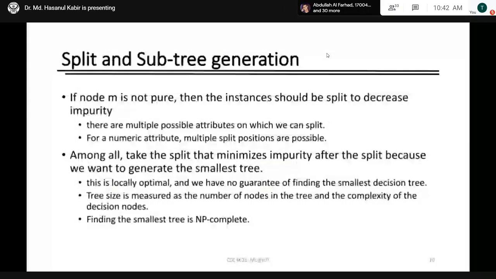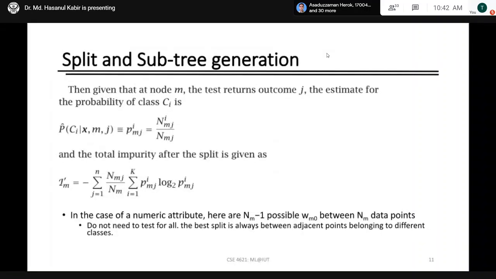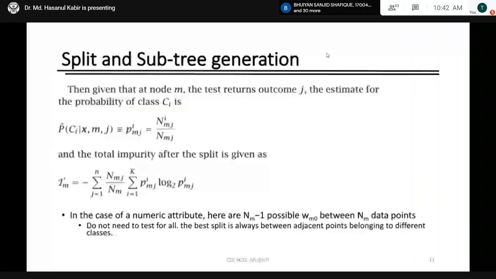There are other ways to ensure that the decision tree is going to be a small one, but here we'll simply see how we do the split. So in this case, let's say you have reached the node M, and you want to pick a particular attribute. Let's say that attribute was color.